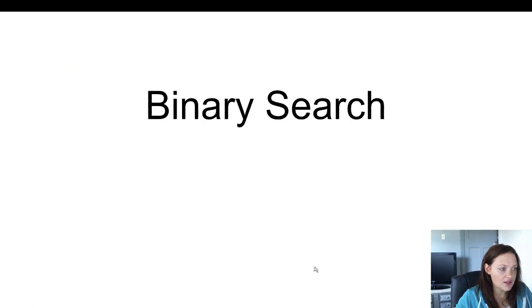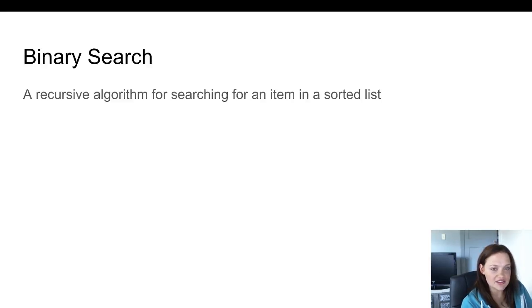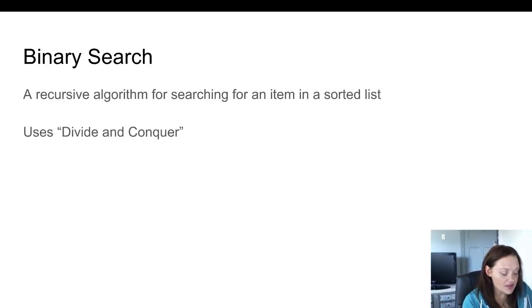algorithm. So let's just take a look at what the binary search algorithm is. Essentially it's a recursive algorithm. So we've looked at recursion before, and it's used for searching for an item in a sorted list. Now it can be any kind of sorted list, but we're going to use an array for our example. It uses the concept of divide and conquer.